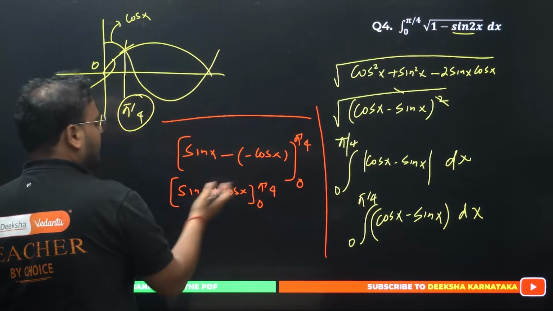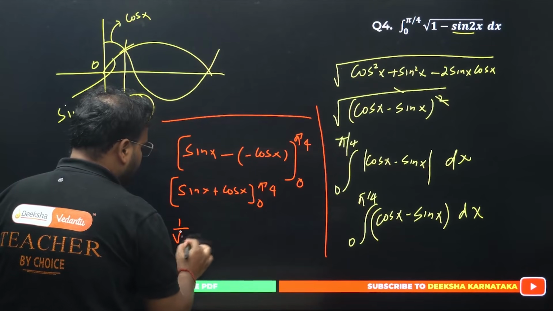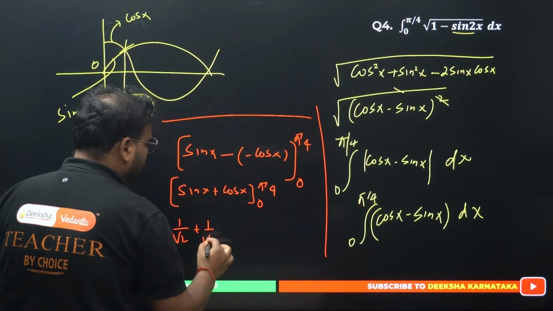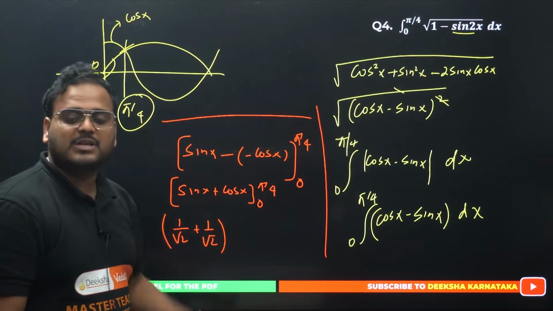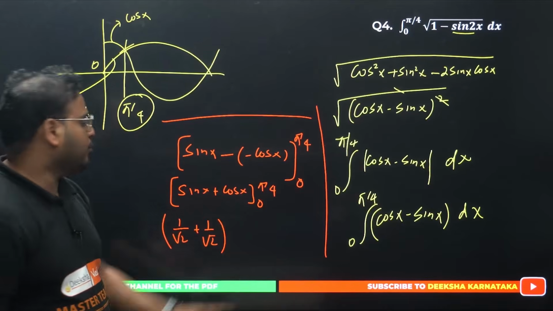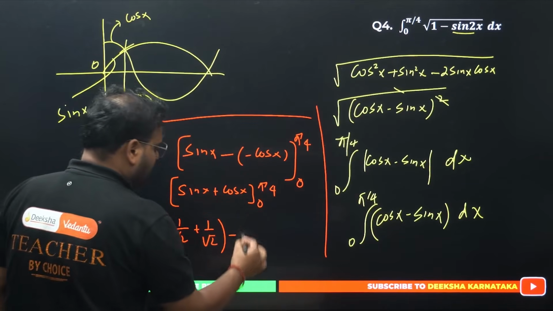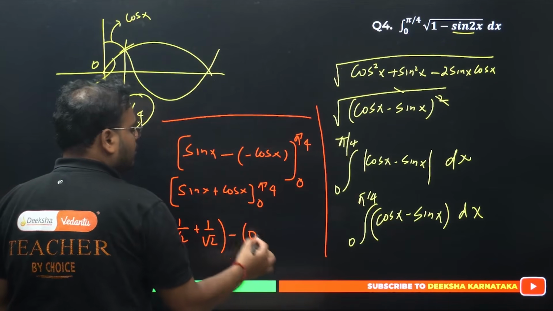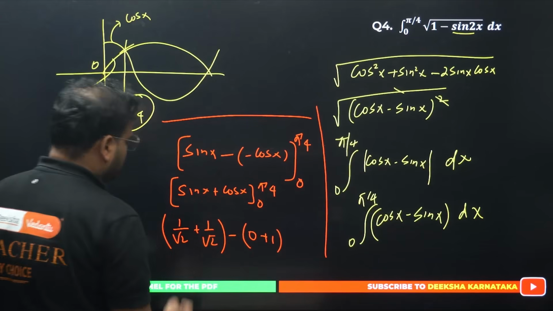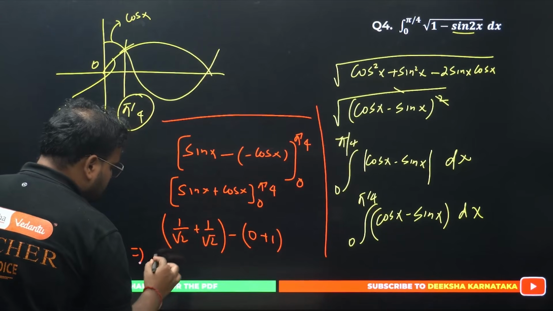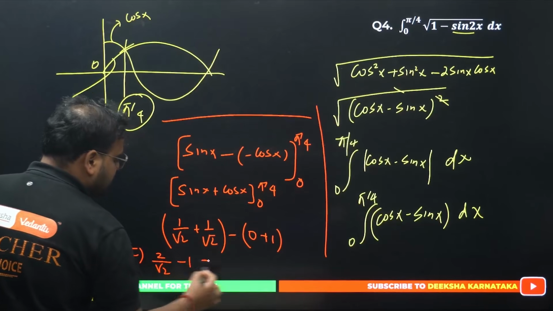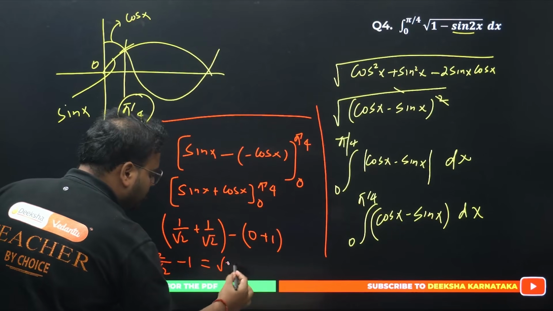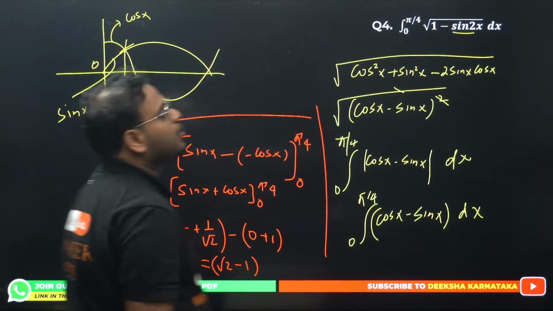Use it. For pi by 4 I'll have 1 by root 2 plus 1 by root 2. This is the upper limit: cos pi by 4 and sin pi by 4, both are 1 by root 2. For 0, our lower limit, you check: sin 0 is 0 and cos 0 is 1. What is my answer? 1 by root 2 plus 1 by root 2 is 2 by root 2, and we have minus 1. 2 by root 2 is root 2, so my answer is root 2 minus 1.